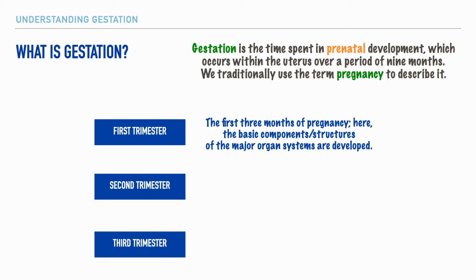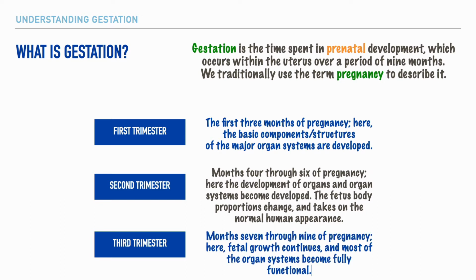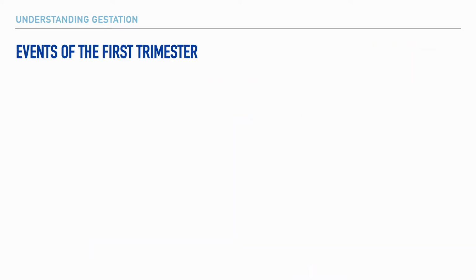And within the second trimester, which is months 4 through 6, we have continued development of the body systems. Specifically during this time, we'll begin to find that there are changes to the proportions of the fetus, and it begins to take on a more normal human appearance. And in our third trimester, we're referring to months 7 through 9. As we might expect, fetal growth continues and most of the organ systems have become fully functional.